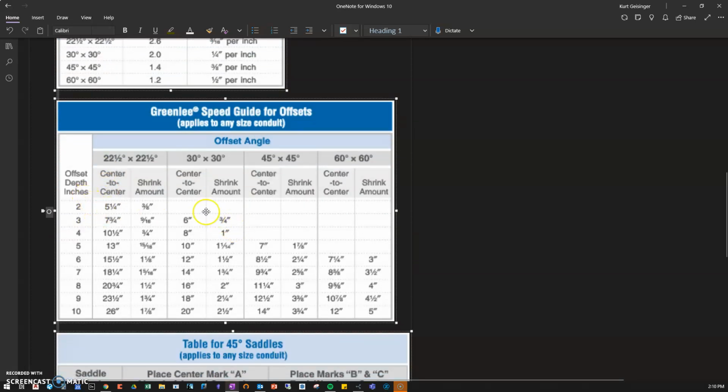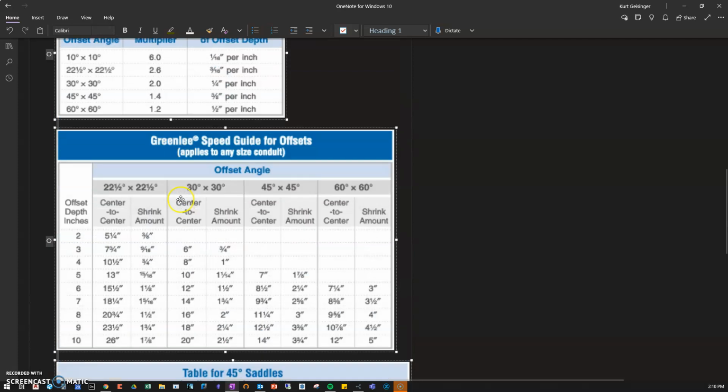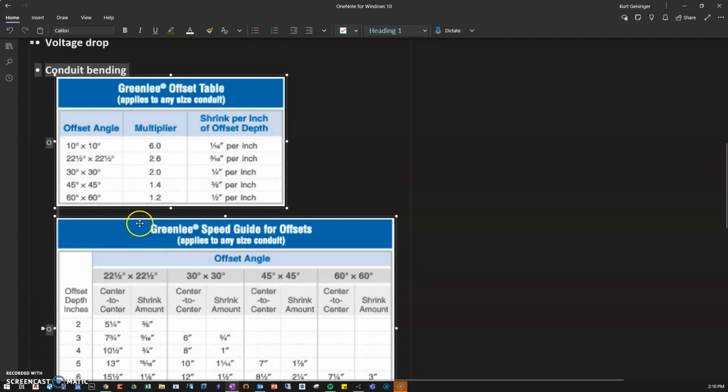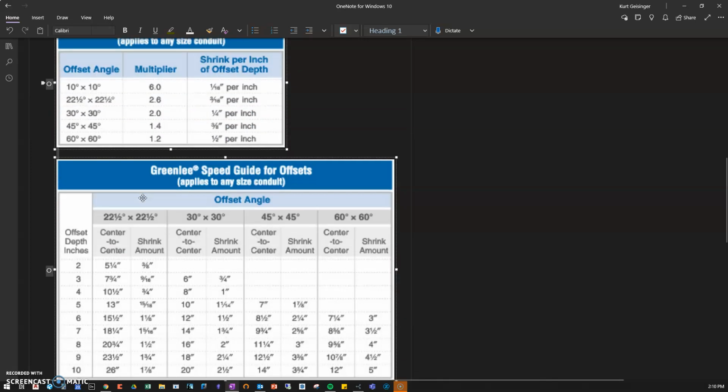Keep in mind here a couple things we want to know about. First of all, they're going to ask you about some shrinkage on an offset. Let's look at the multiplier first.